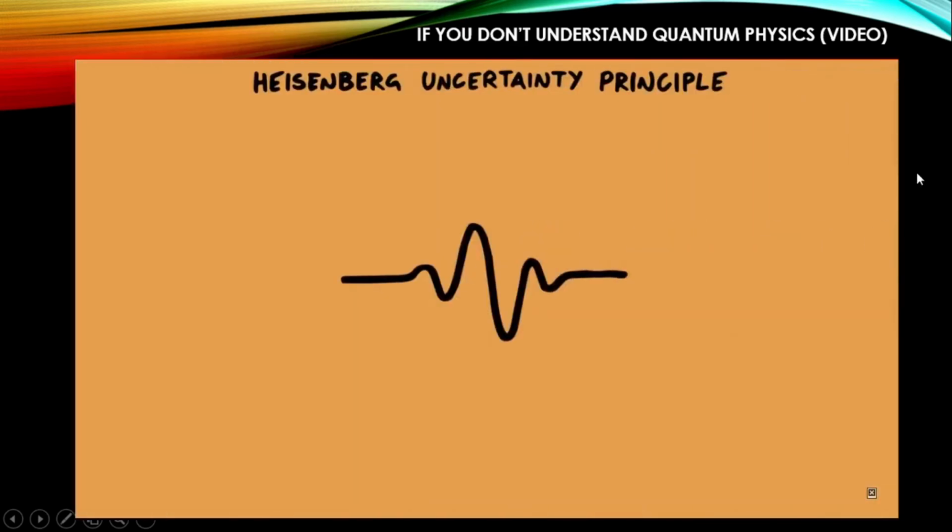Now onto the Heisenberg uncertainty principle. I said at the beginning that this wave function contains all of the information like position and momentum of the electron. We just have to do some maths on it.